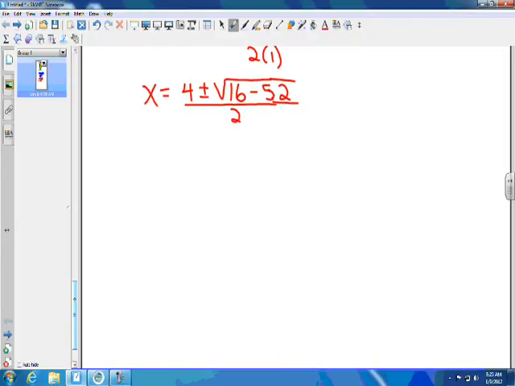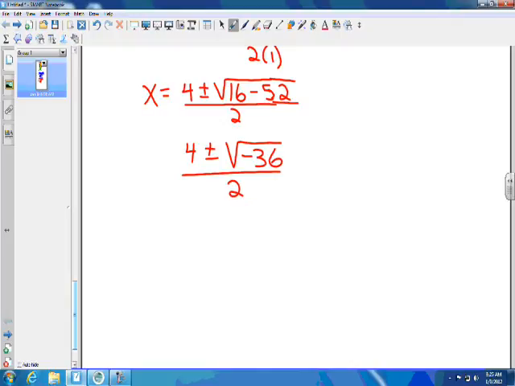So then we have 4 plus or minus the square root of what? -36. So what kind of answer are we going to have then? An imaginary number, because we got a negative under the radical. All over 2.